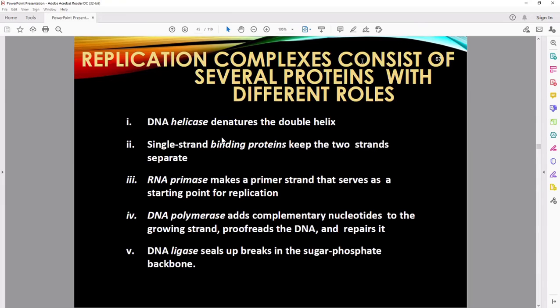What is the leading strand? It is the strand that goes from 5' to 3'. It is the strand that makes the leading strand and it can be synthesized continuously. Okay, thank you.